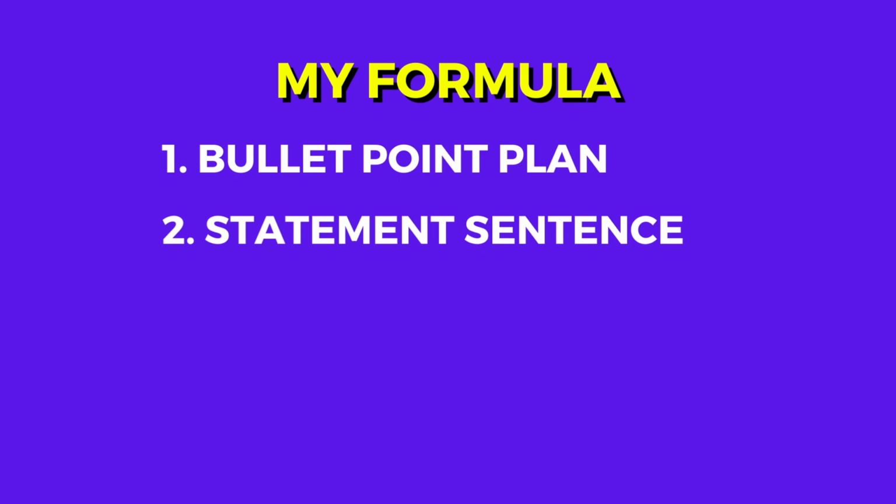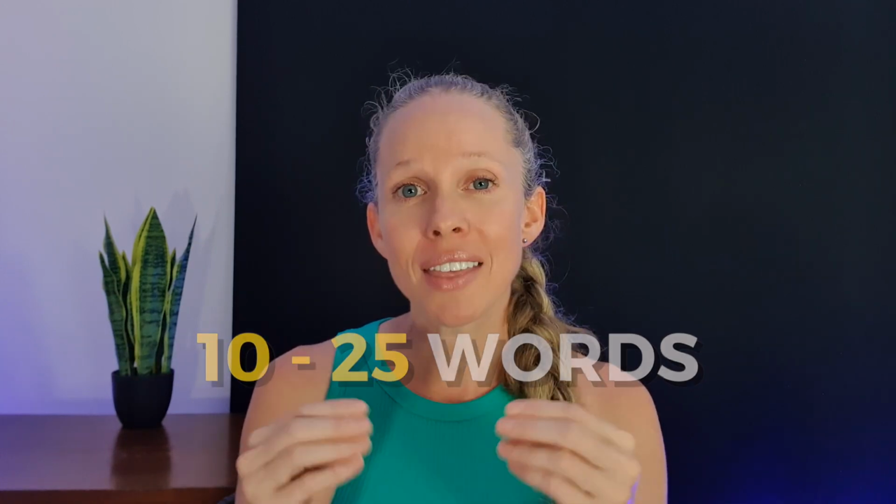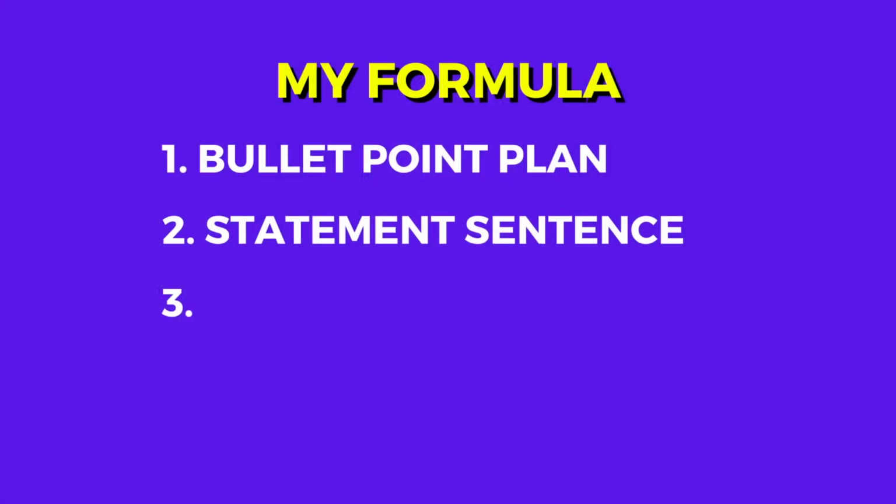The first sentence of the paragraph is the statement sentence, and this is where I convert the bullet point into a sentence. I'm just making it clear and easily understood by the reader. I try to make my statement sentences short, between 10 and 25 words is ideal. I then follow that statement sentence with a detail sentence.